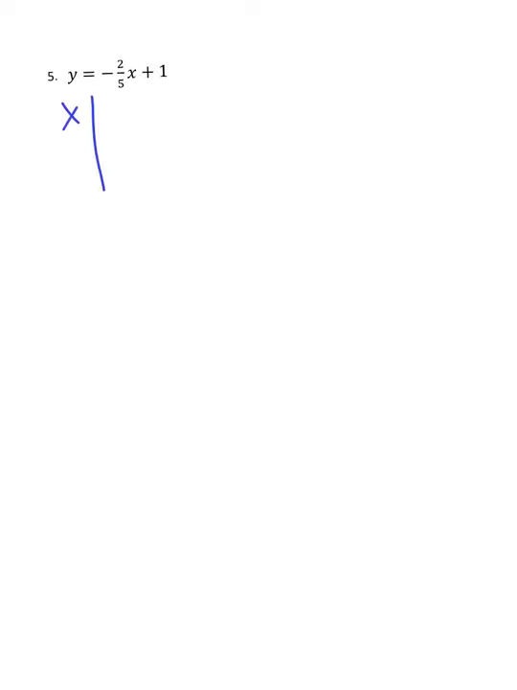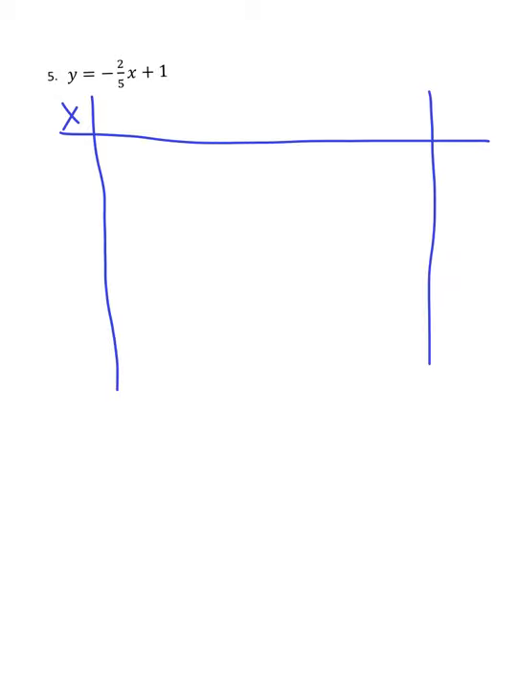Let's make our table first. So I have x, and then we're going to put our y over here, and then my x comma y for my ordered pair. My equation is y equals, I'm going to put that negative 2 on top. It's a good idea to put the negative on top or on the bottom, your choice. I usually just put it on top. So y equals negative 2 over 5 times x plus 1.